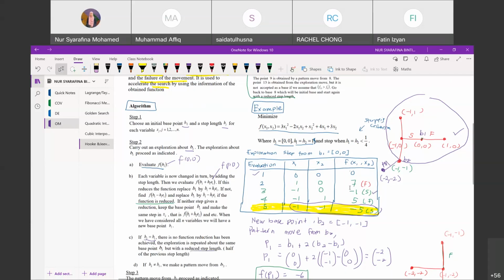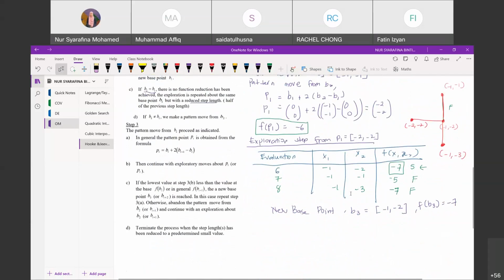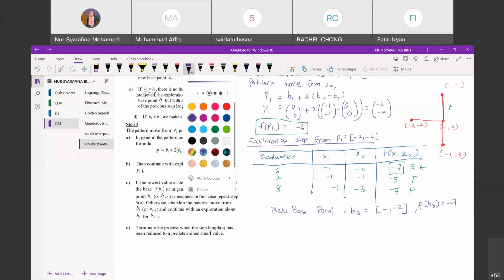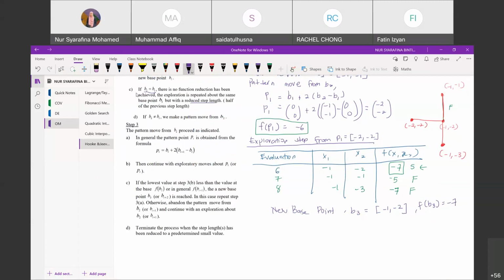Okay, next. Now we have our new base point. What should we do next? What is our next step from here? We should evaluate our new pattern move. Okay, good. So we should evaluate our new pattern move. Now it moved from B3.